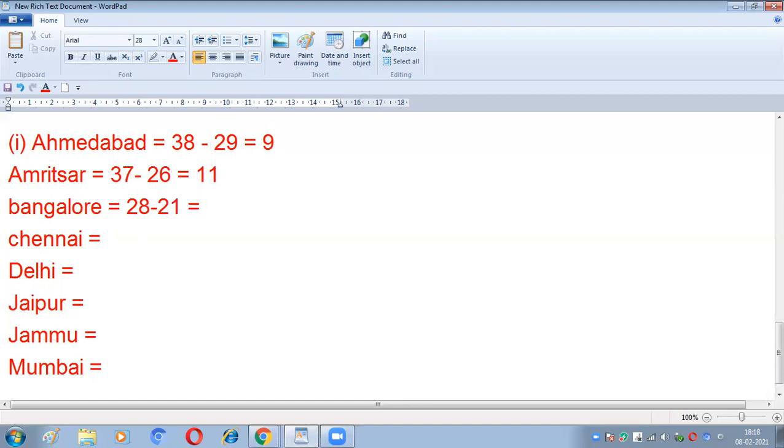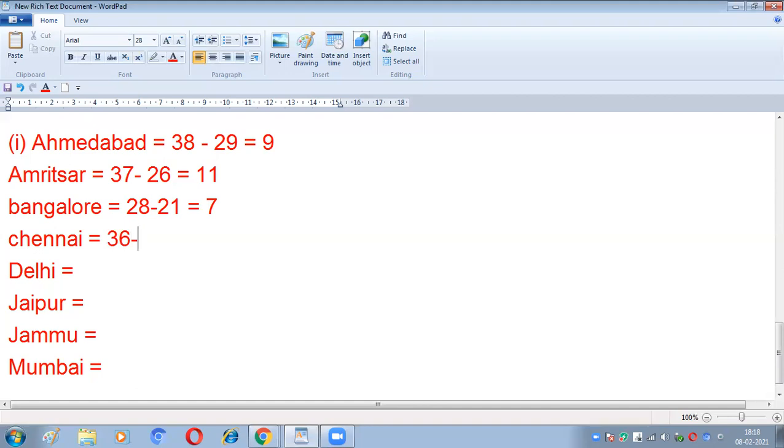Okay, and the difference between 28 and 21 is 7 degrees Celsius. So these are the differences: 9, 11 and 7. Let's proceed to Chennai, and the maximum temperature of Chennai is 36 degrees Celsius.